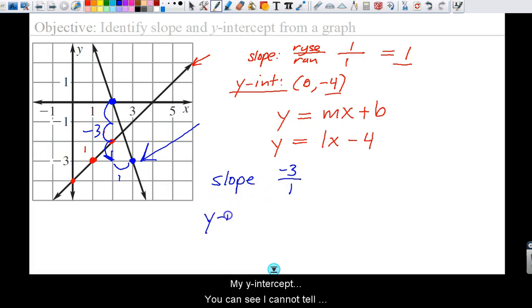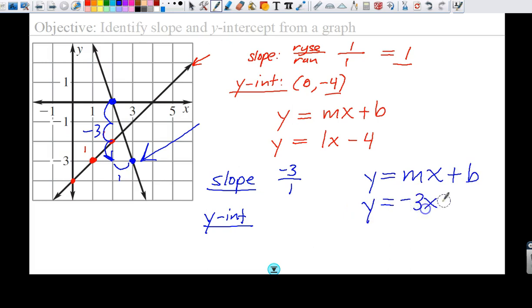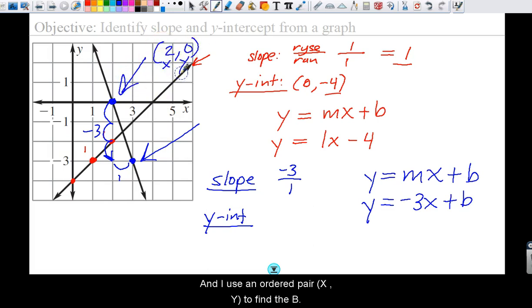And for my y-intercept, I cannot tell where the graph will touch the y-axis. So I have to use the technique I used last chapter, y = mx + b. I know that m is -3, but I do not know what the b value is. So I take any point I want, like this purple point, and I use an ordered pair x and y to find b. I will substitute the values of x and y into the equation.